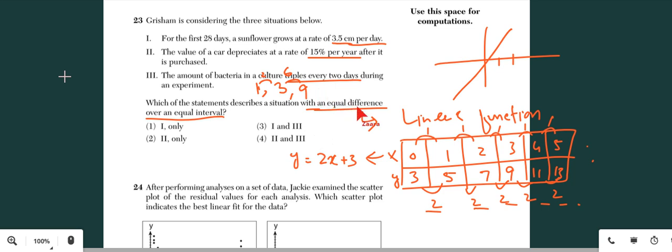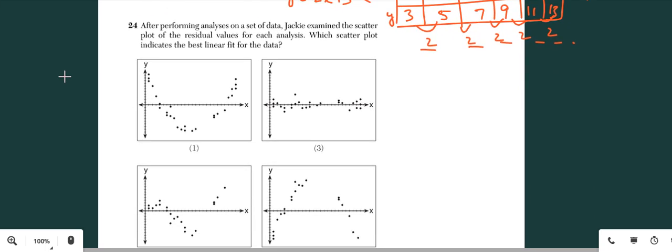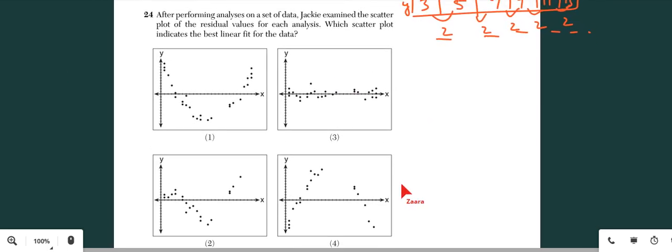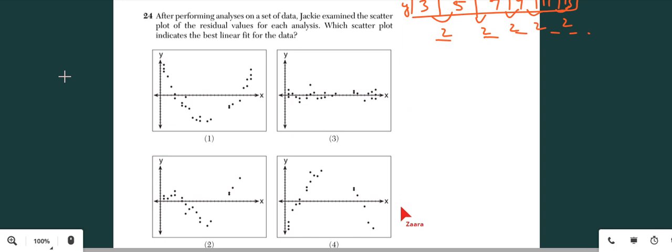And similarly, the depreciation rate or the increase in the rate, they are also exponential functions, exponential growth and exponential decay functions. This is an exponential decay function and this is an exponential growth function. So option 1 is the only option which is a linear function. Now again we have a problem.